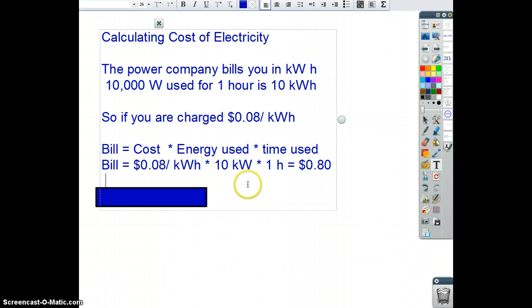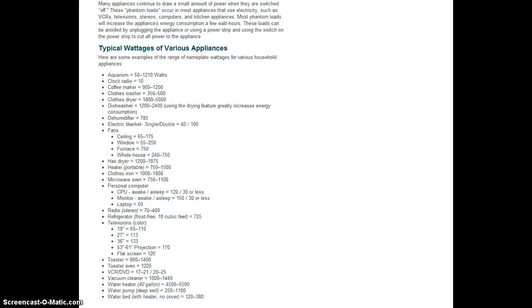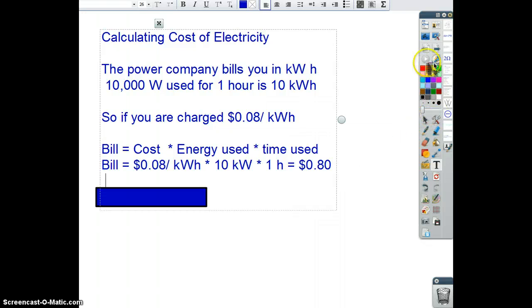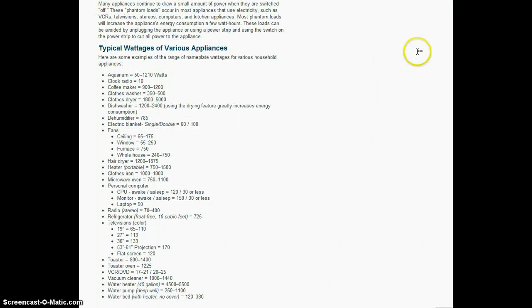For example, let me look up a couple common devices. Alright, here I found a list of a variety of different appliances. And let's just look at things that maybe we have in our own homes. Let me highlight here. For example, things that I would be running in my house all the time. Clock radio, 2 of those, one for me, one for Mrs. Wolf on either side of the bed. Coffee maker. Ours is a Bunn, so it's always running.